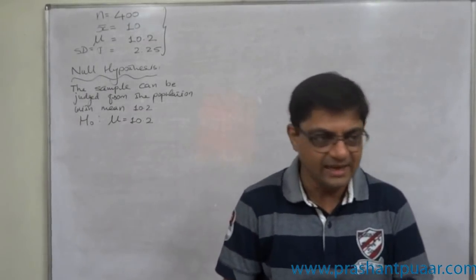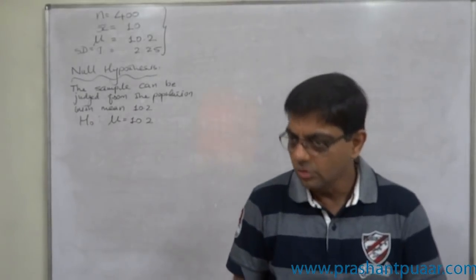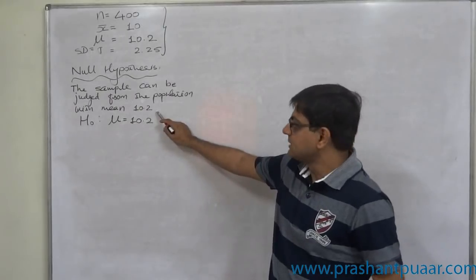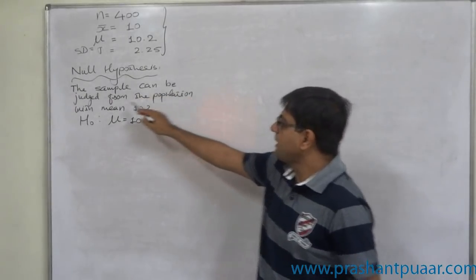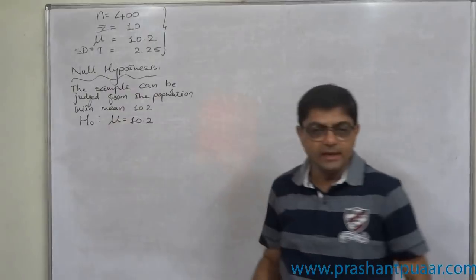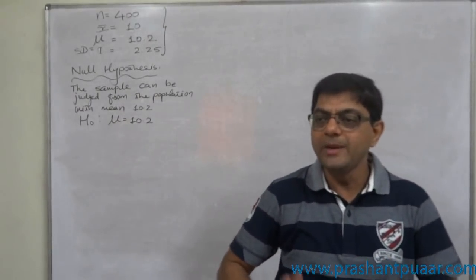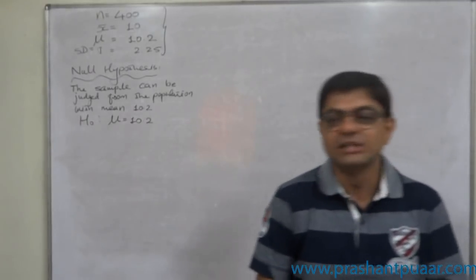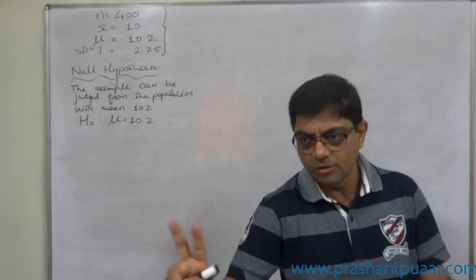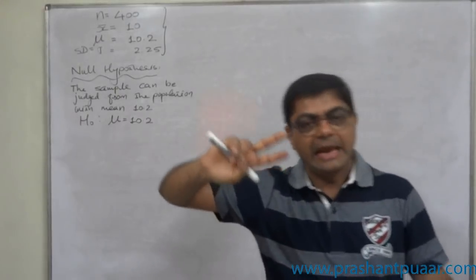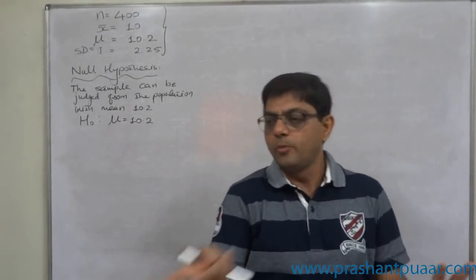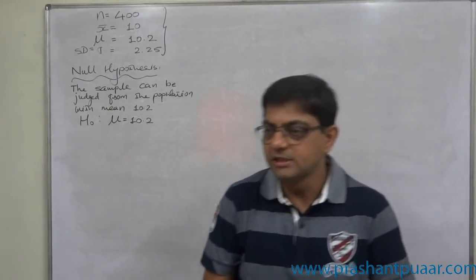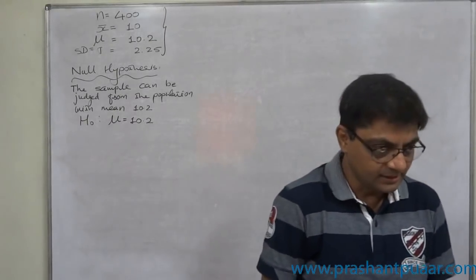Is there any such directional term in the question? No. Then the counter argument is that the sample cannot be judged from the population with mean 10.2, or the population mean is not 10.2. And when we use the term "is not", that means both the sides are open. The population mean can be less than 10.2, the population mean can be greater than 10.2. That means this is the case of a two-tailed test.